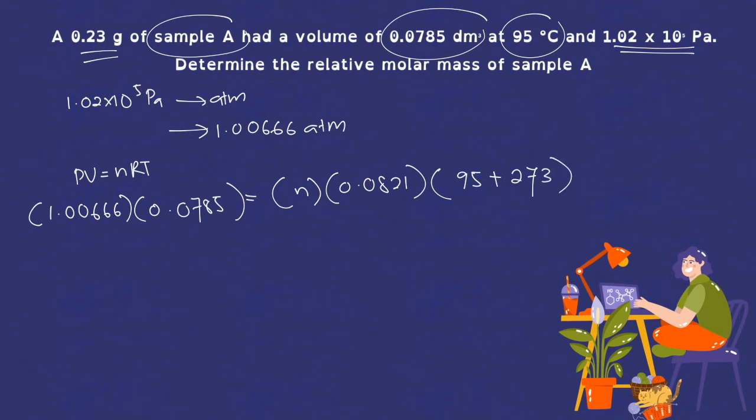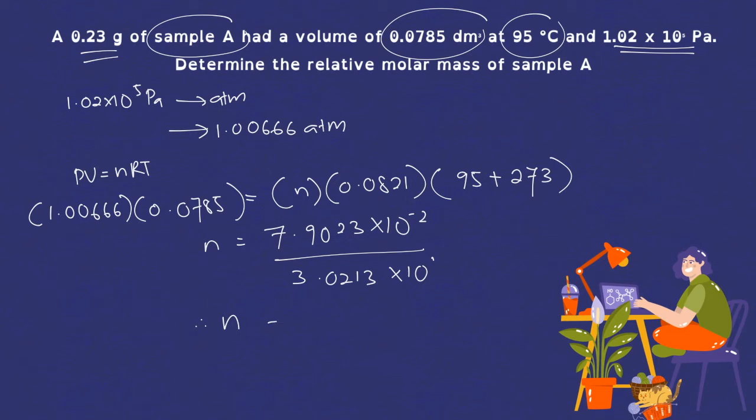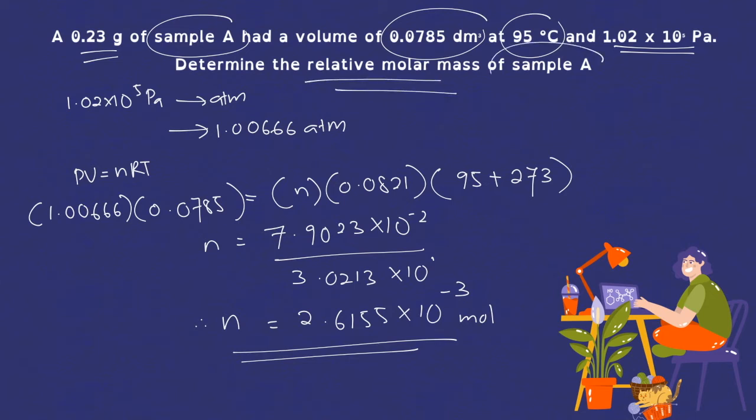So from here, you can get your n is equivalent to 7.9023 × 10^-2 divided by 3.0213 × 10^1. Therefore, you get your n equivalent to 2.6155 × 10^-3 mole. Right. So from here, then only we can get what is the relative molar mass for sample A.